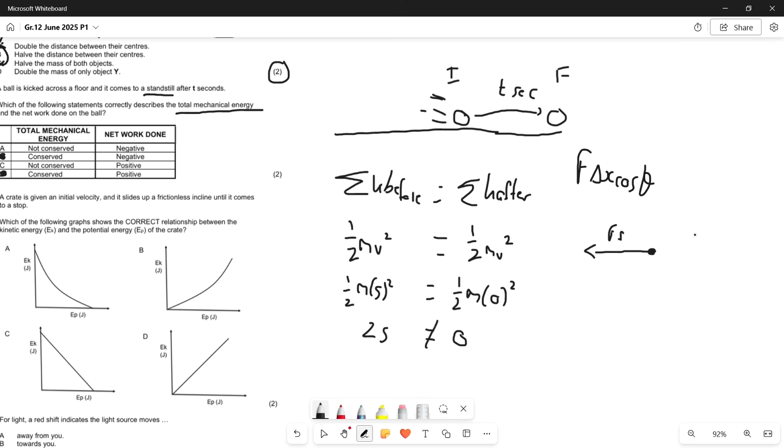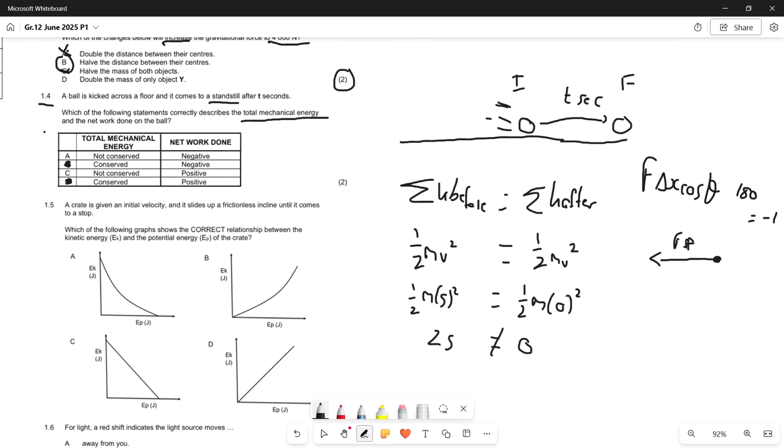A reminder that net work done is this formula, which means if we have a frictional force over there, our frictional force is negative regardless of the distance. That isn't important. The cos theta here is 180. If ever we have cos 180, it becomes -1, which means it is opposing the direction, which means at this stage we have figured this out because the total mechanical energy is not conserved and the net work done is negative because that is opposing the initial motion of the object and therefore bringing it to a standstill. And therefore our final answer for this guy is A, not conserved, and net work done negative.